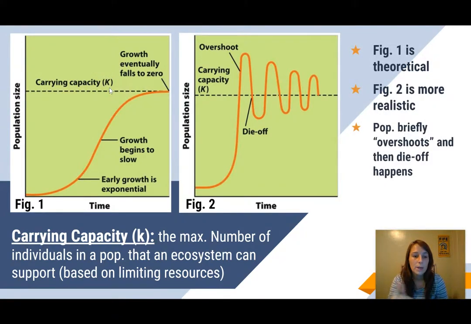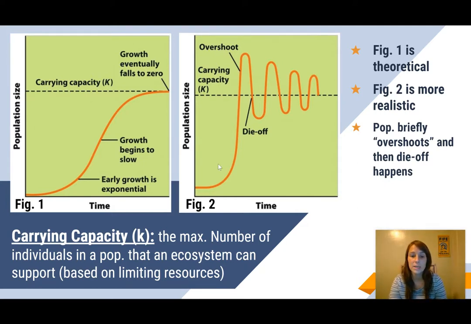So when we are looking at these two diagrams, the one on the left-hand side, keep in mind, is more of a theoretical, where you have a population that's introduced. At first, it has all the resources it needs, and it's growing at a really exponential fast rate. And then eventually, they hit this point, which is the carrying capacity, and the growth levels off and plateaus. But this is more of a theoretical. This isn't typically how we actually see the populations fluctuate.